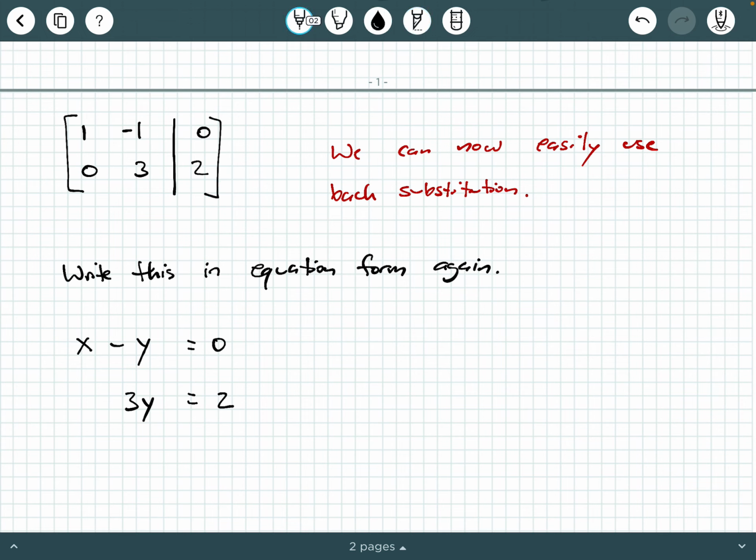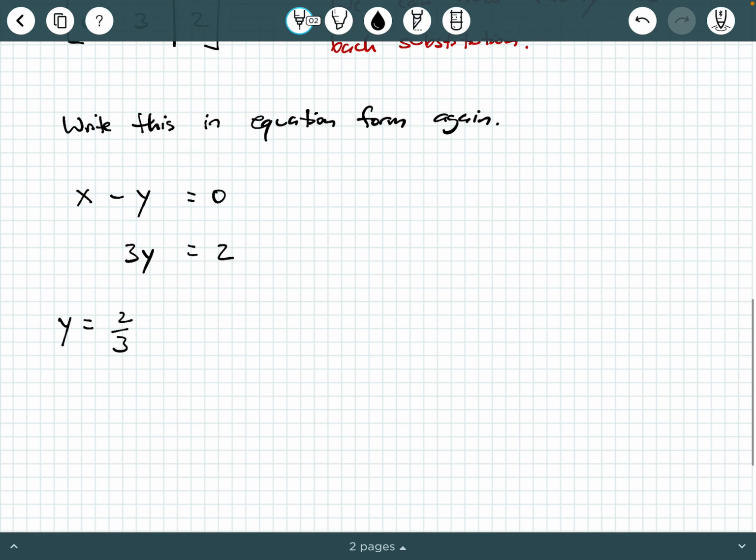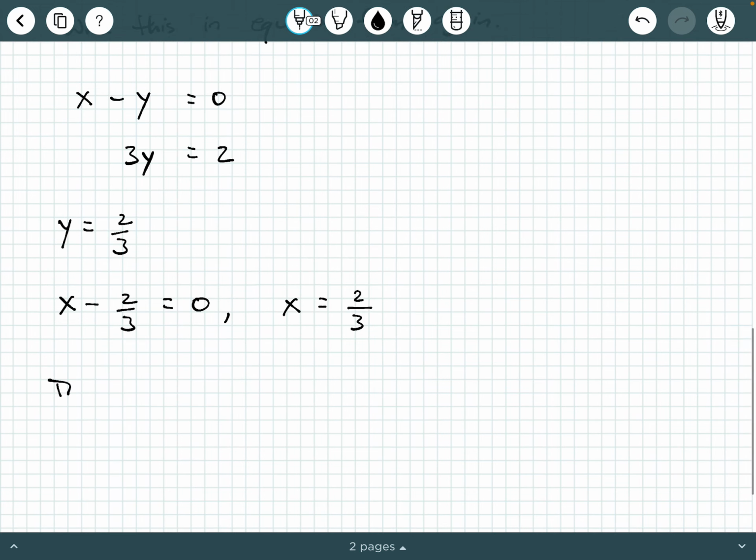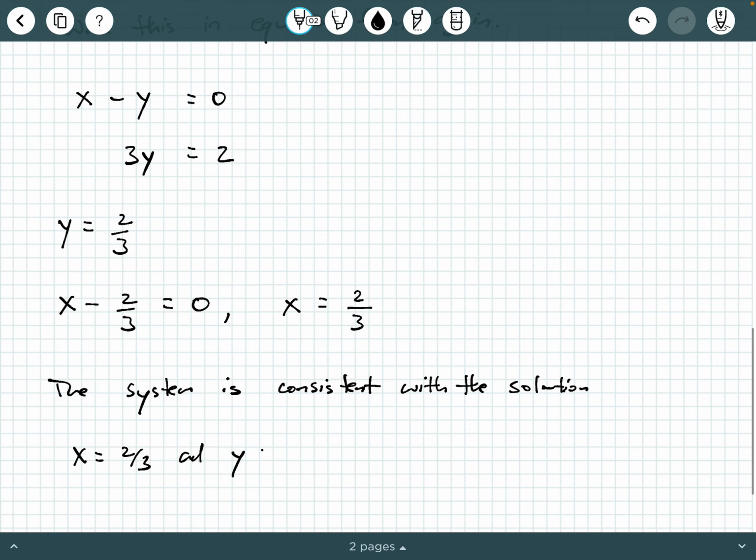So looking at this system, what do I clearly have? y equals 2/3, and then I can substitute that into the first equation and say x minus 2/3 equals 0, and then of course I get x equals positive 2/3. And so the system is consistent with the solution x equals 2/3 and y equals 2/3. And that is the end of this example.